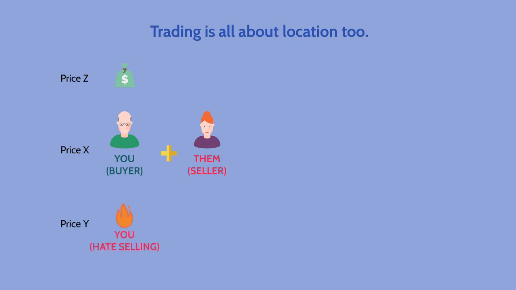Now, if things don't go your way, you know that down at price Y, you're going to have to be a seller, and you're going to hate it. You don't want to be a seller, but that's your only way to unwind the long. It's called getting stopped out, and it sucks. But that nice lady who sold to you at price X, she'll sure be happy.